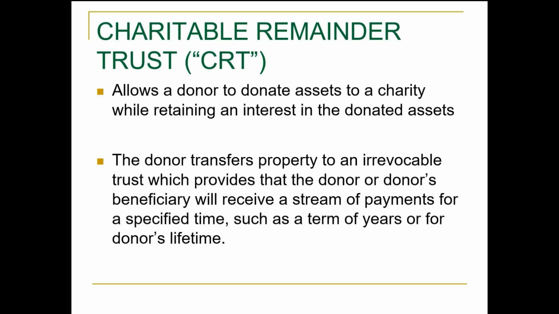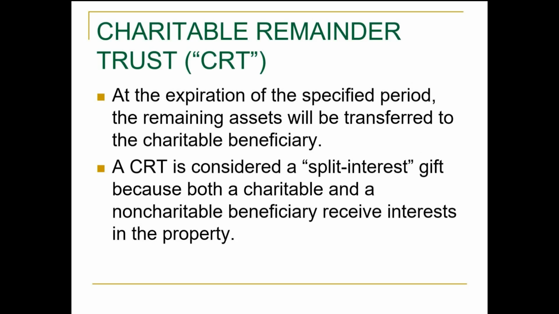Specifically, when we talk about the interest to the donor, and again, this will be set out in the actual trust document itself, the donor or donor's beneficiary will receive a stream of payments for a specified time, such as a term of years or the donor's lifetime. And this way, two benefits. One is the appreciated asset will be sold and thereby avoid capital gains tax, or capital gain income, to the donor, but it also has the benefit that the donor retains, again, an interest as set out in the trust agreement. At the expiration of the specified period, the remaining assets will be transferred to the charitable beneficiary.